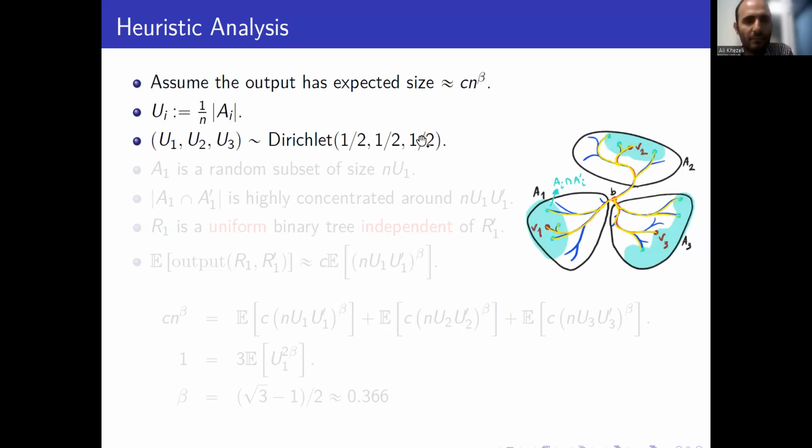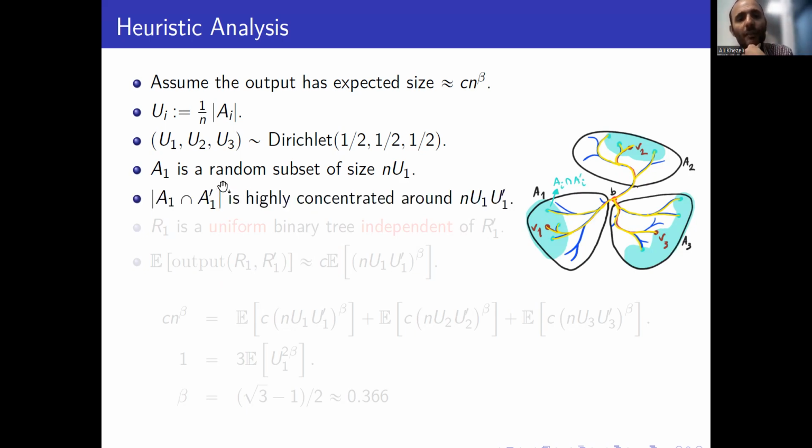Then Aldous shows that conditioned on knowing the sizes of the 3 branches, the leaf set of A1 is a random subset of the given size. By random here, I mean that A1 has a uniform distribution among all of the ways that we can choose a subset of this given size. The same holds for A prime 1 as well. So A1 and A prime 1 are 2 random uniform subsets.